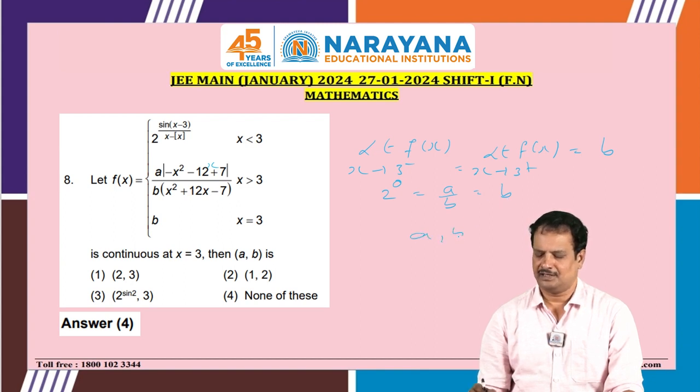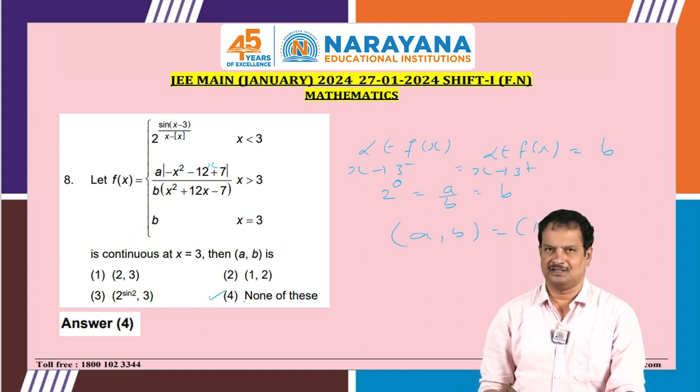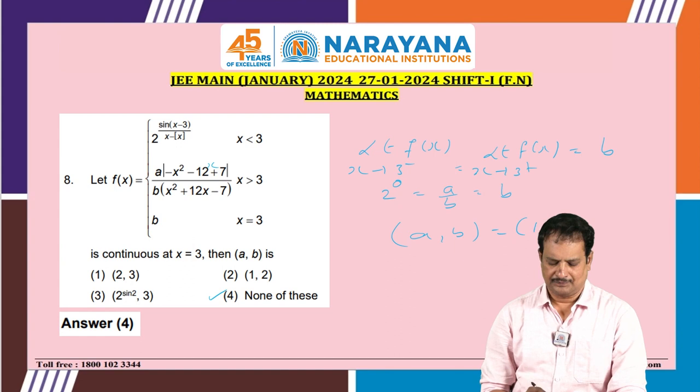So the ordered pair of A and B is nothing but 1 comma 1, which is the fourth option, because here 1 comma 1 is not given. So none of these is the answer for this one. So simply it is the continuity concept: left limit, right limit, value of the function, all three are equal. That's all. Now let's go for the next question.